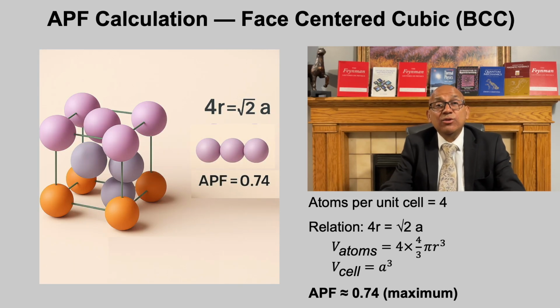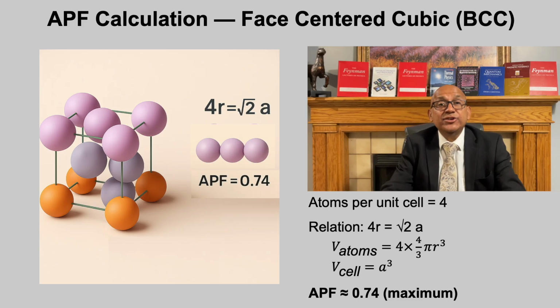Here, we will calculate the atomic packing fraction for the face-centered cubic, or FCC, structure. First, let us count atoms in the unit cell. The 8 corner atoms together contribute 1 atom in total. Each face atom is shared between 2 cells, so 6 faces add up to 3 atoms. Altogether, that makes 4 atoms per unit cell.